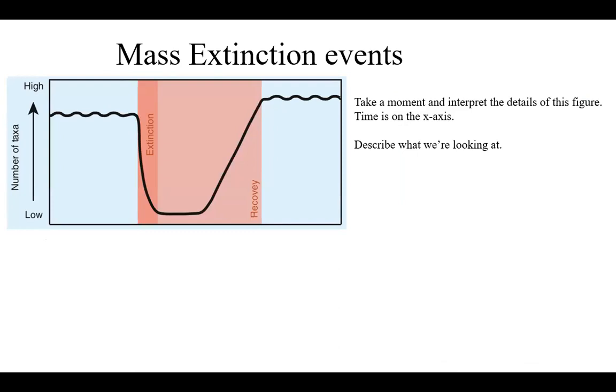If you can't read this, I'll tell you what it says. It says, number of species, number of taxa. It doesn't even say which taxon, because this is just supposed to be a theoretical idea. And then here's time going across the bottom here. Talk to your neighbors. Tell me about this line.